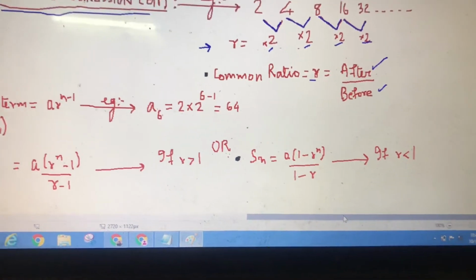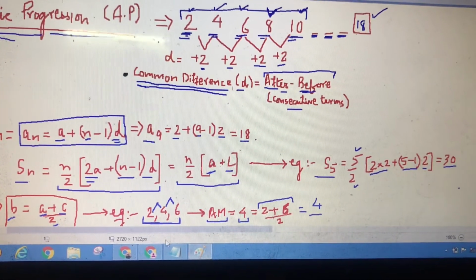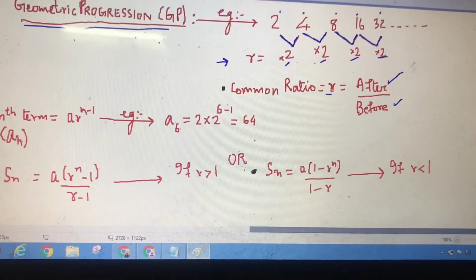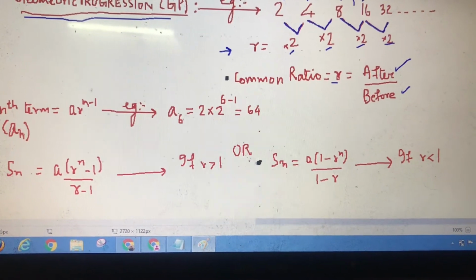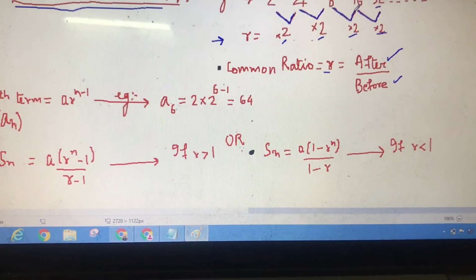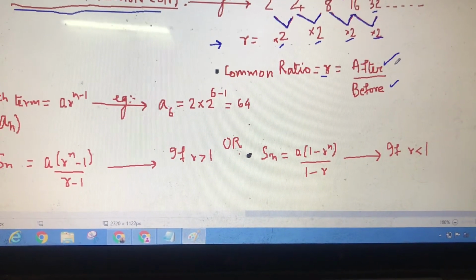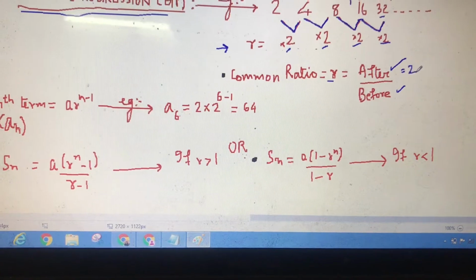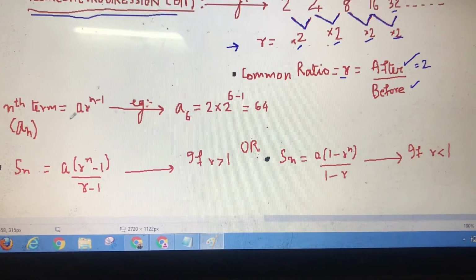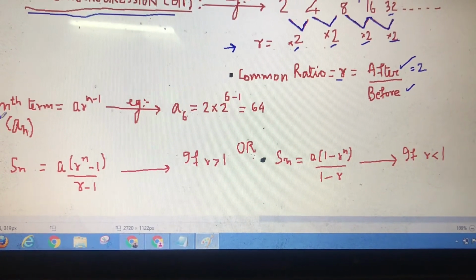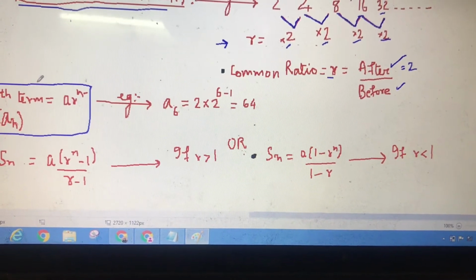In arithmetic progression it was the after term minus the before term, consecutive. Here it is the after term divided by the before term, consecutive. You pick any two consecutive terms from here, 16, 32. The after term is 32, the before term is 16. So after divided by before is 32 divided by 16, which in this case is coming out to be 2. Now the nth term here, a_n is equal to a r to the power n minus 1.